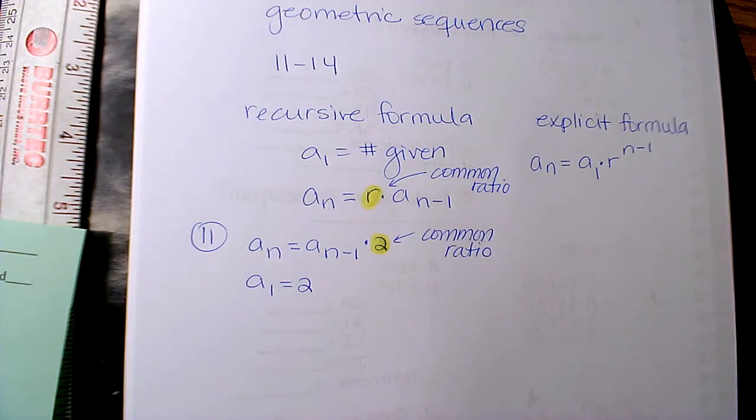Okay, you're now going to deal with recursive. They have to give you the first term. So A1 is 2, or above A1, there's the number given. They have to give you a number, otherwise it's not recursive. Okay?